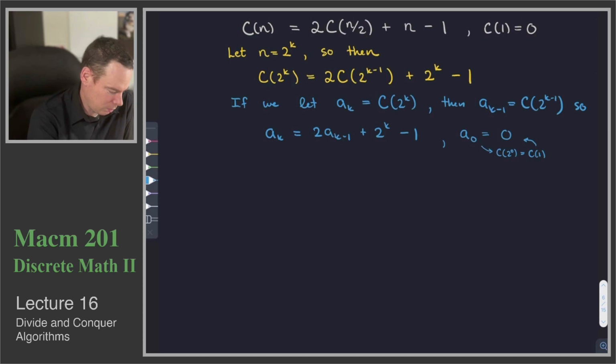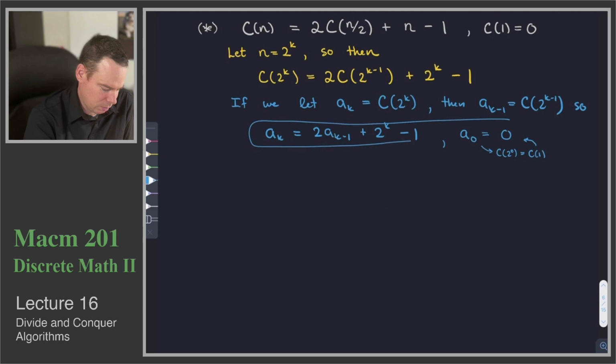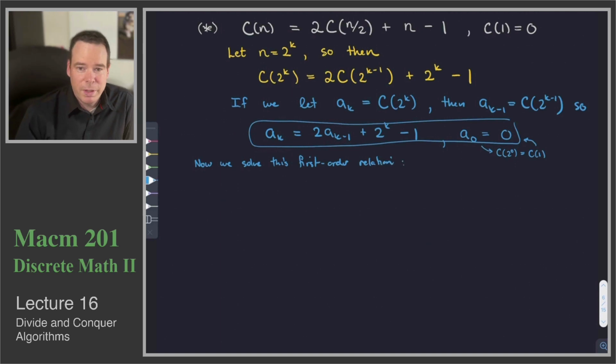So there we go. We have just taken our original recurrence relation, which we're interested in solving, and we've reduced it to this recurrence relation, which we are now interested in solving. And that's a first order recurrence relation. So now we solve this first order relation, and we can do that using our general methods.